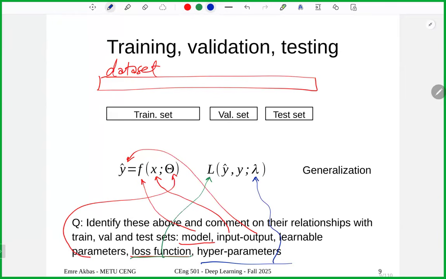Could be this lambda, but of course there could be other hyperparameters within F itself. For example, the number of layers that you use is also a hyperparameter. It's a design choice that you make when developing a model.